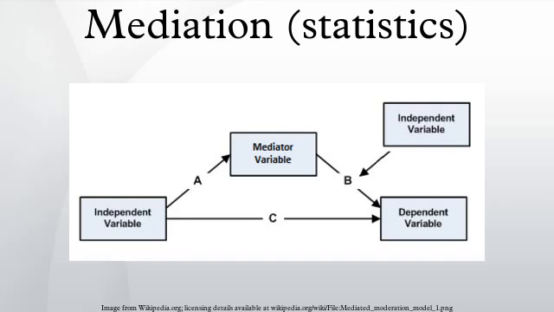Thus, the general rule of thumb as suggested by MacKinnon et al. is that a sample size of 1,000 is required to detect a small effect, a sample size of 100 is sufficient in detecting a medium effect, and a sample size of 50 is required to detect a large effect.